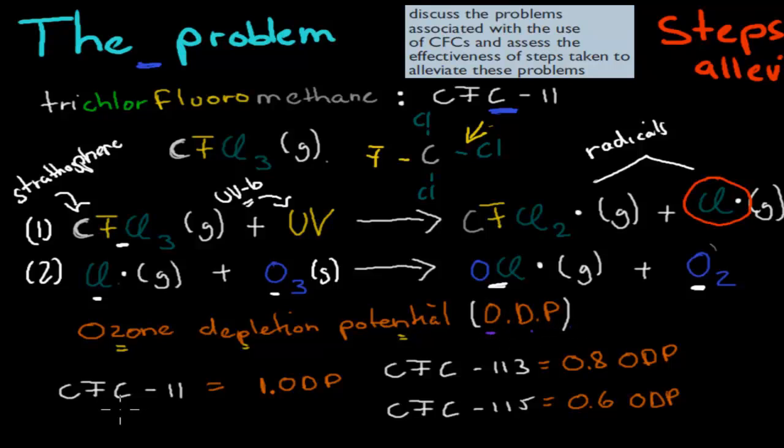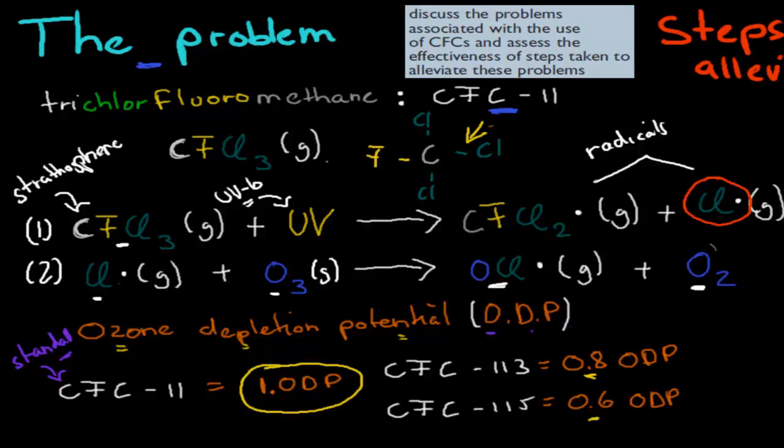Now CFC-11 is considered our standard. This is what we compare all the other ones to. It is also one of the most commonly used ones, or used to be one of the most commonly used ones. We've phased it out now. But it has an ODP, ozone depletion potential, of 1.0. So 1.0 is CFC-11, and then we compare all the other things to it. For example, some other CFCs, such as CFC-113 or CFC-115, have 0.8 or 0.6 ODP. So they still have some ozone depletion potential, but a bit less than the original one.